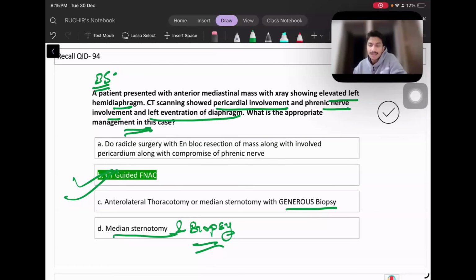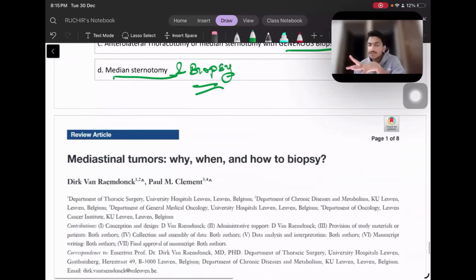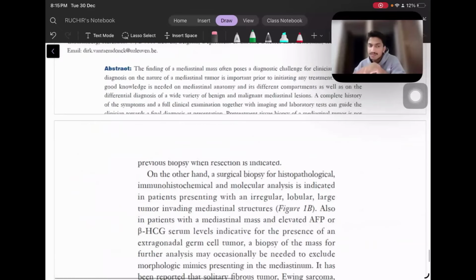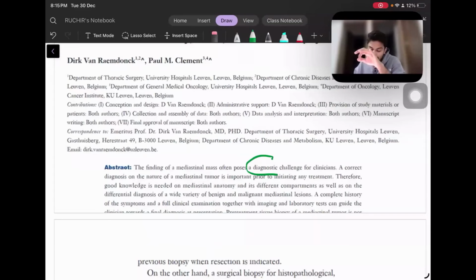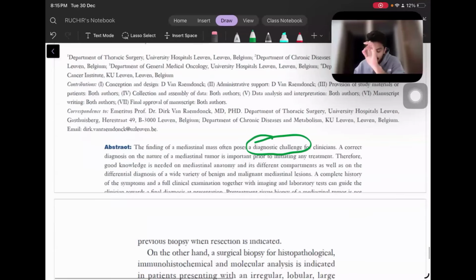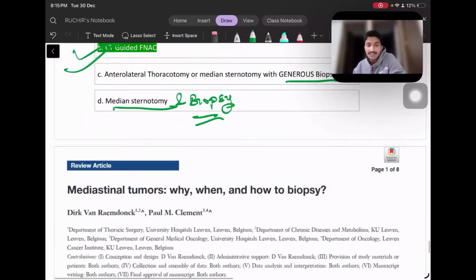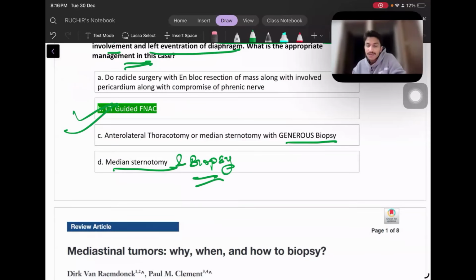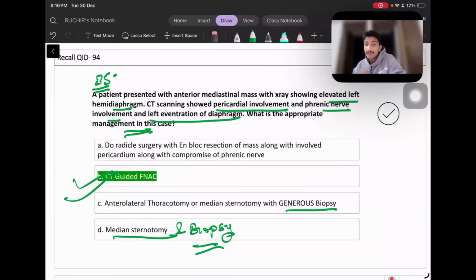So you cannot directly jump in and go for a tumor resection. It does not mean that any anterior mediastinal mass means that you go and operate the case. I have gone through the Schwartz portion, I've gone through the articles, and all the articles mention that whenever there is a mediastinal mass, when there is a diagnostic challenge, you need to understand the exact nature of the tumor. You cannot correlate between chest wall involvement, involvement of the pericardium and involvement of the phrenic nerve. And here they have not mentioned anything about the tissue diagnosis, whether it is a thymoma, neurogenic tumor, or what exactly you are dealing with.